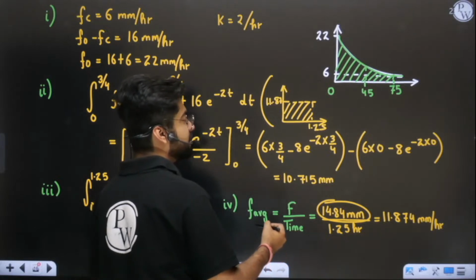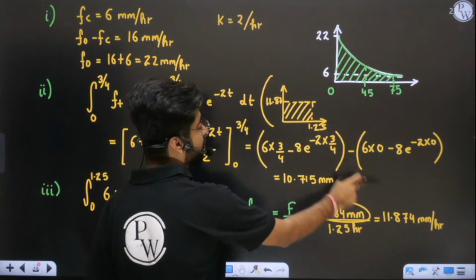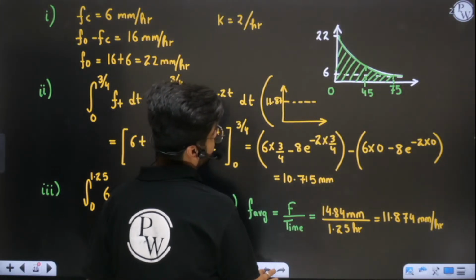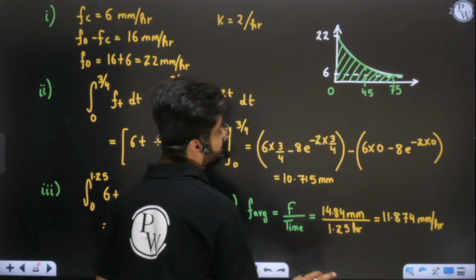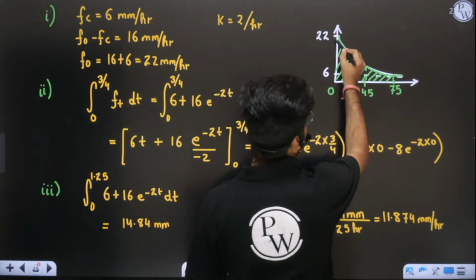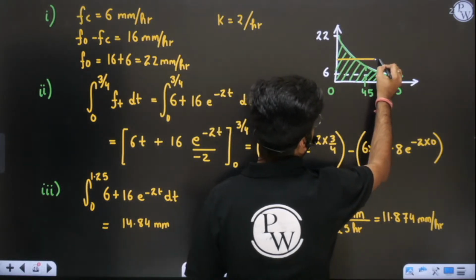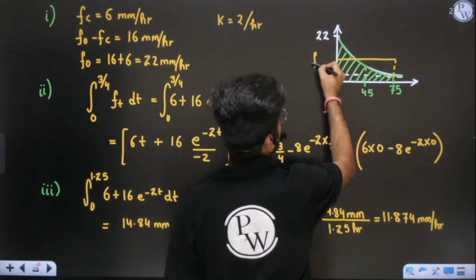Okay, so let us assume that we have a constant infiltration rate of 11.87. So this constant infiltration and the actual infiltration will give you the same area. You need to understand one thing. This is 22, 11 will be somewhere here. So this value is F average.